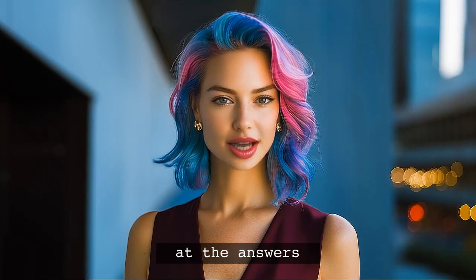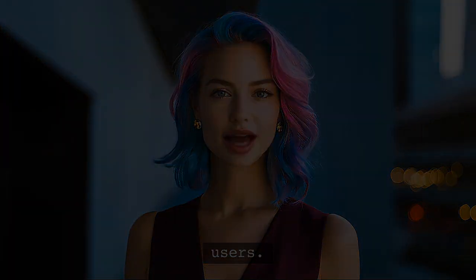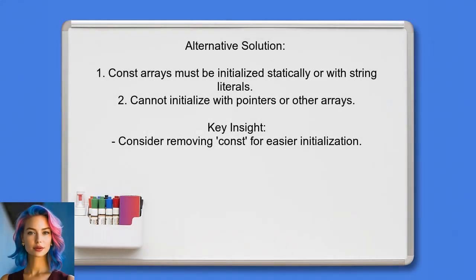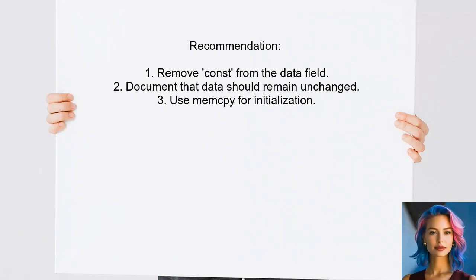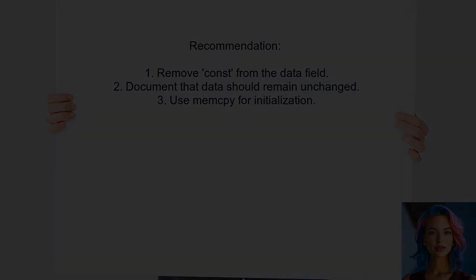Now let's look at the answers provided by other users. This user points out that initializing a const array in a struct is not possible in a standard compliant way. They explain that a const array must be initialized statically or with a string literal and cannot be initialized with a pointer or another array. They suggest removing the const modifier and documenting that the data should not be changed after initialization. This allows for using memcpy to initialize the array.